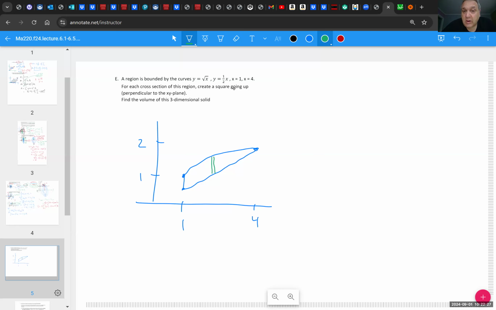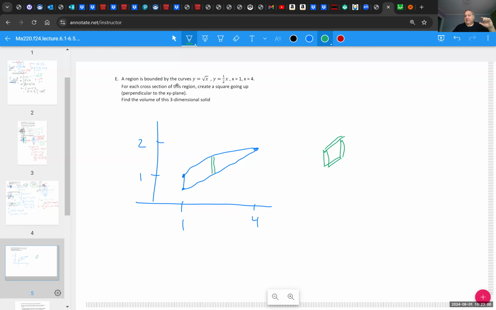Create a square going up, perpendicular to the xy plane. So you have to imagine this cross section, this rectangle going up into the third dimension. I cannot draw 3 dimensions, but you can imagine this little squarey thing going into space. And I don't know how to draw it, but imagine you get a square when it goes into space, right? So it goes up. It literally goes up, right? And so we get a square.